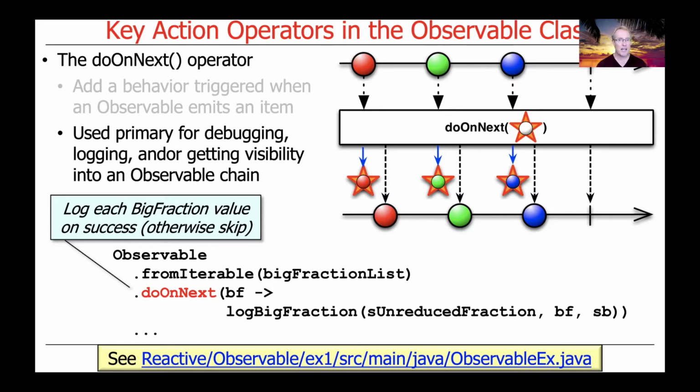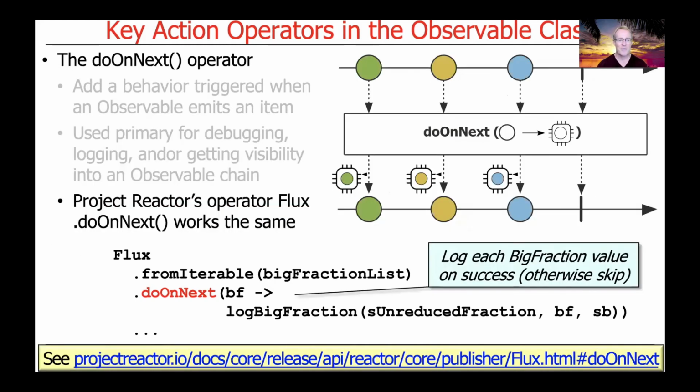Here's an example we'll be taking a look at in the case study at the end of this lesson, where we're going to use the doOnNext operator to log each big fraction value when it succeeds. If something goes wrong, of course, the doOnNext operator will be skipped. So here we're taking the list of big fractions from the big fraction list, converting it into an observable stream using the fromIterable factory method operator, and then we use doOnNext to log each of the items so we can see what was happening.